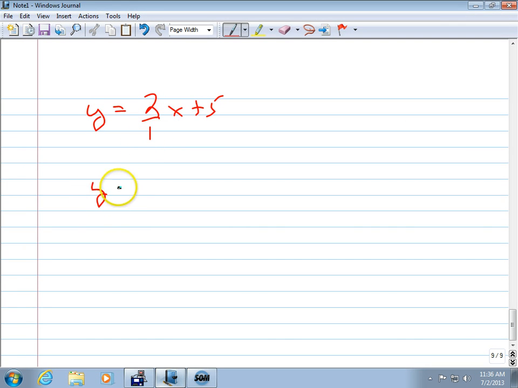But what if it's just this? What now? How do you graph that? That's what kind of line? Horizontal. Why? Because technically it's 0x. This is the same thing as saying 0x plus 5, so the slope is 0. If your delta y over delta x is 0, your y's are equal.